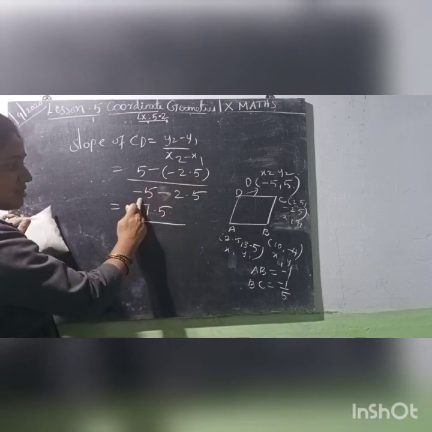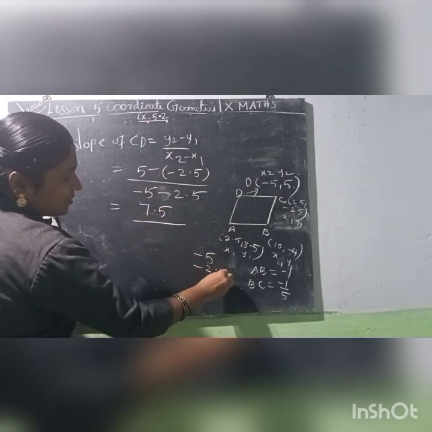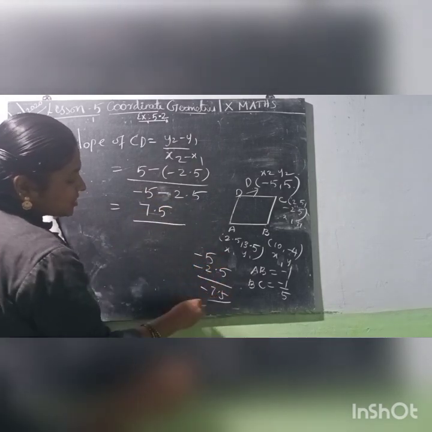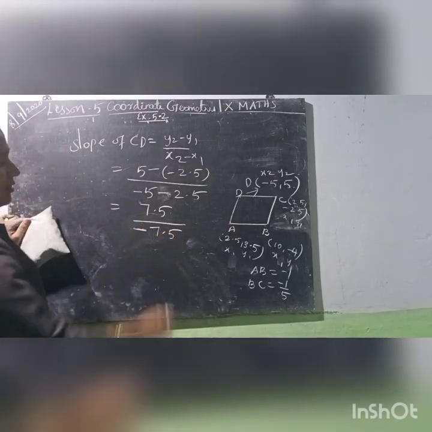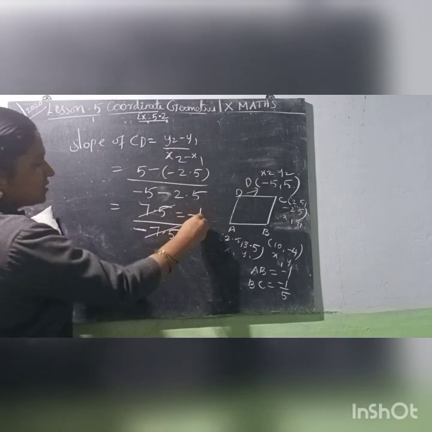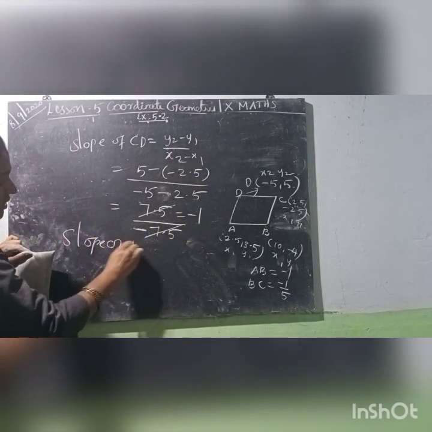Now here same sign, so we add. So minus 5 and minus 2.5 gives minus 7.5. So write 7.5 divided by minus 7.5, one time. So we will get minus 1. Then at last, slope of AD.